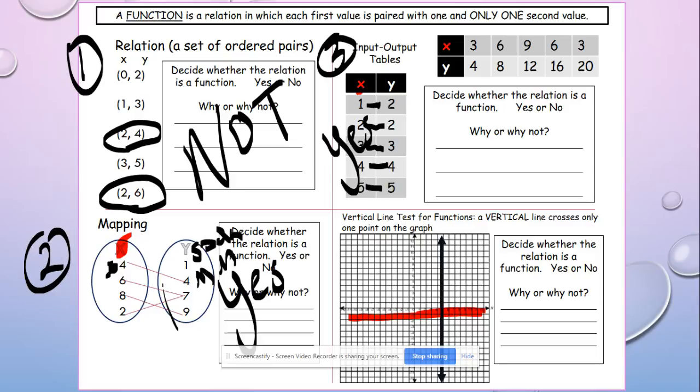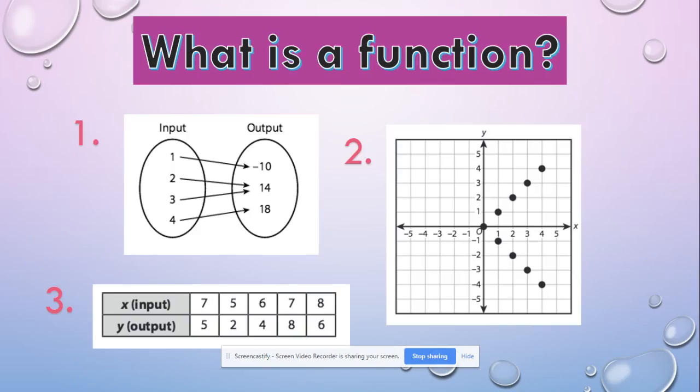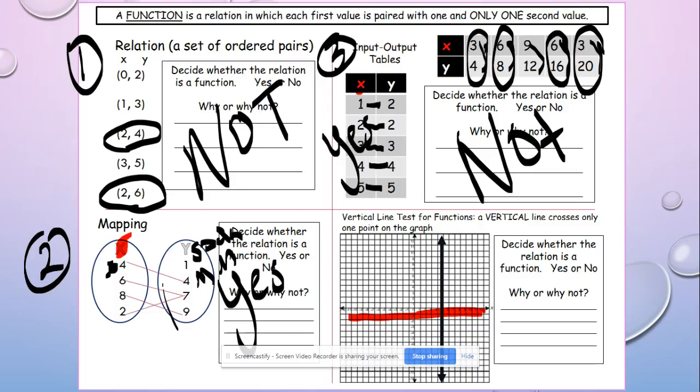However, when we look at the table up above, 3 maps to 4, 6 maps to 8, 9 maps to 12, 6 maps to 16, and 3 maps to 20. Here we can see this is not a function because 3 maps to 2 different outputs. 3 maps to 4 and 3 maps to 20. Also, 6 maps to 8 and 6 maps to 16. This is not a function. Again, each input can have exactly one output. 3 cannot map to 4 and 20. 6 cannot map to 8 and 16.